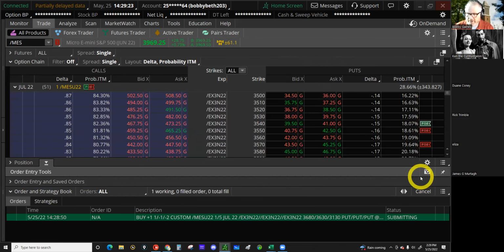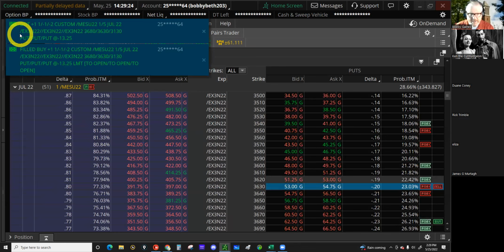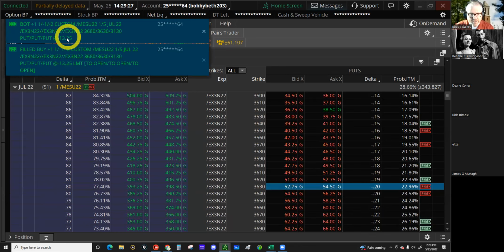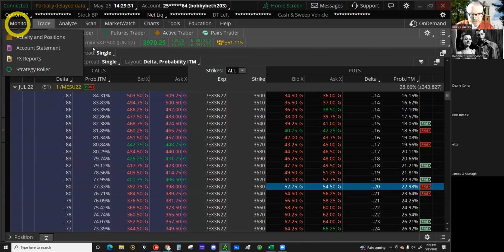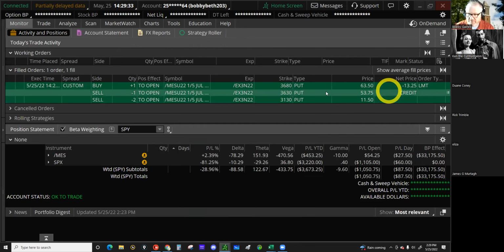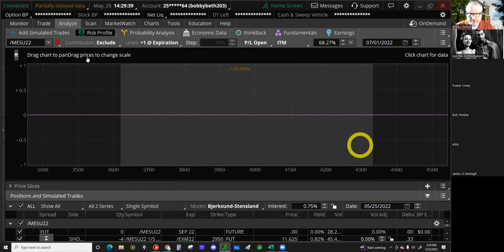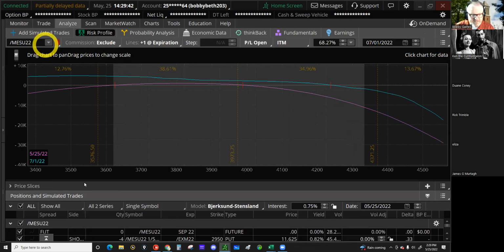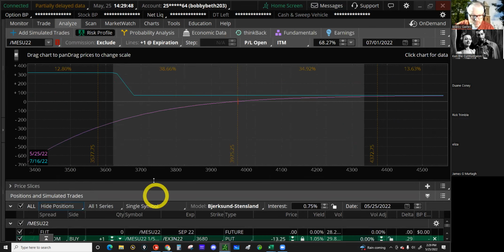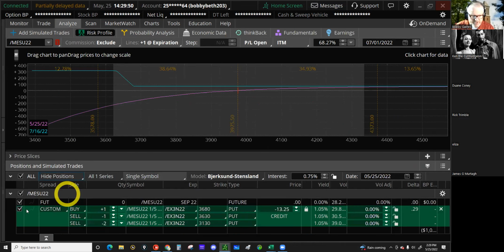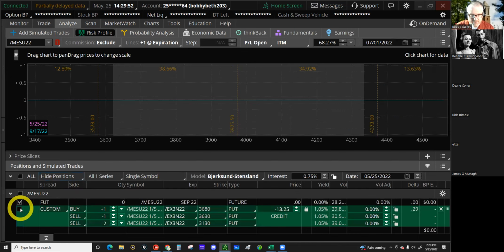Why? Because we've got negative deltas in the account. And Thinkorswim knows, hey, it wouldn't hurt old Tubby here, since he's a little top heavy, to get him some positive deltas. So let's analyze that trade just to show you. Analyze, and we'll go hide positions. So we can just show this one trade. Let's make sure it's all it shows. Yep. So here's our trade, y'all.